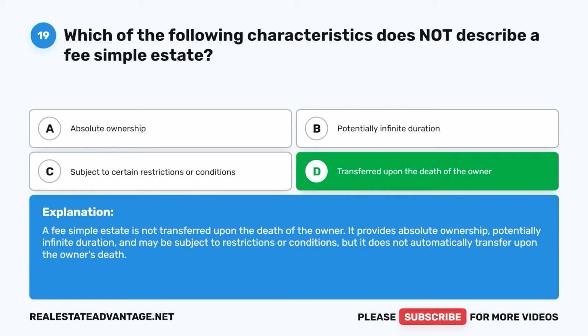A fee simple estate is not transferred upon the death of the owner. It provides absolute ownership, potentially infinite duration, and may be subject to restrictions or conditions, but it does not automatically transfer upon the owner's death.